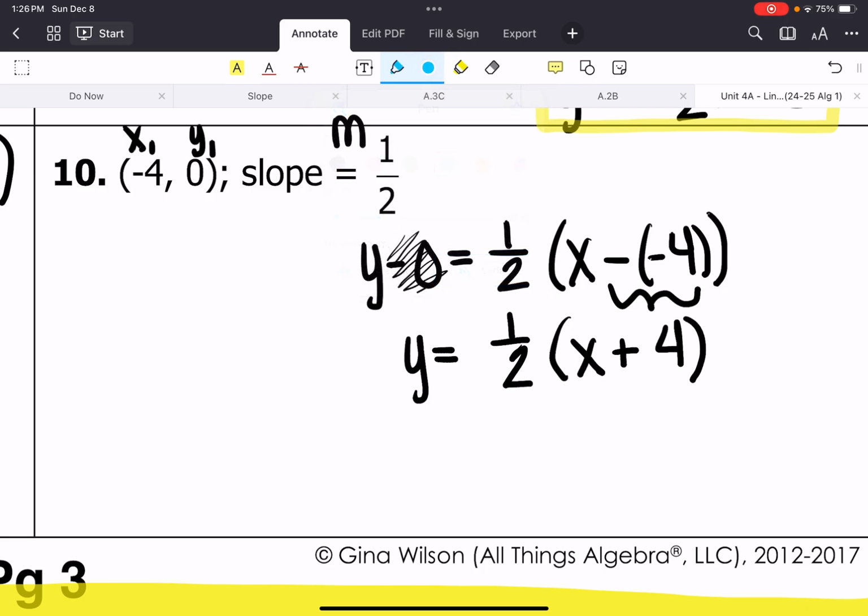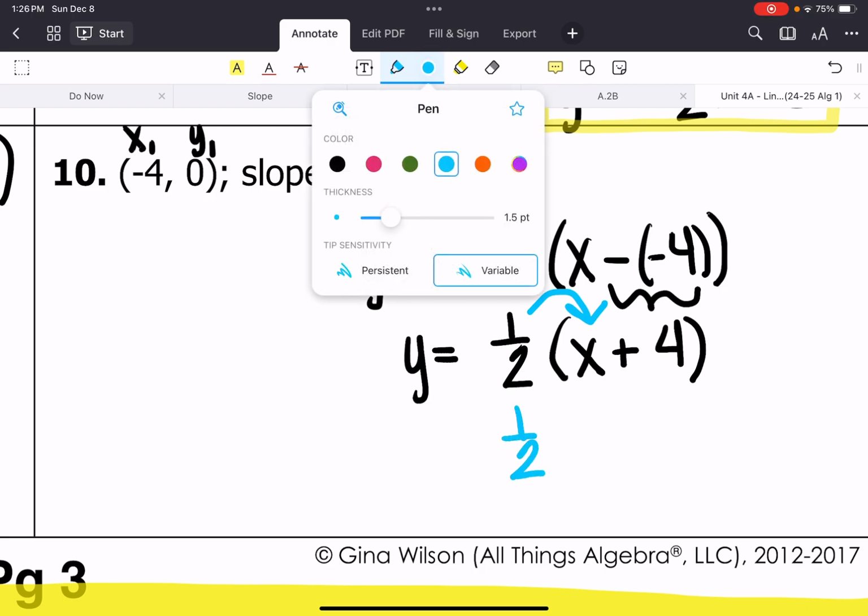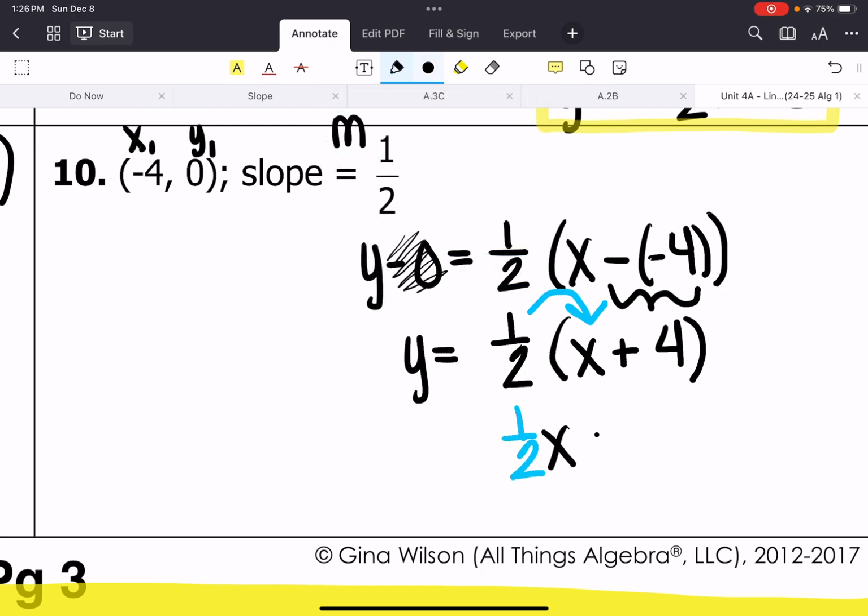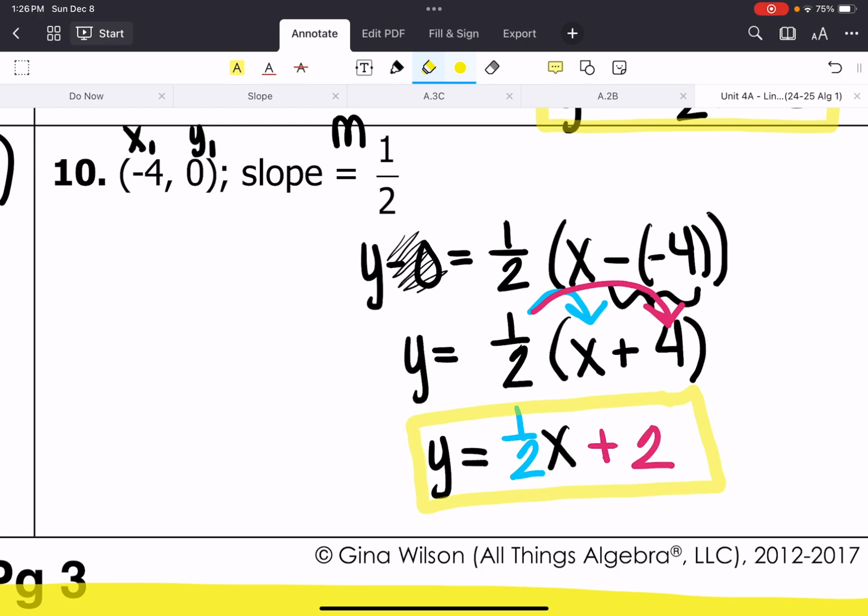From here, let's go ahead and do rainbow. Distribute out 1/2 times x, giving me 1/2 of x. And then 1/2 times 4, giving me positive 2. Y is already by itself on the left-hand side. So now we have our final equation of y equals 1/2 of x plus 2.